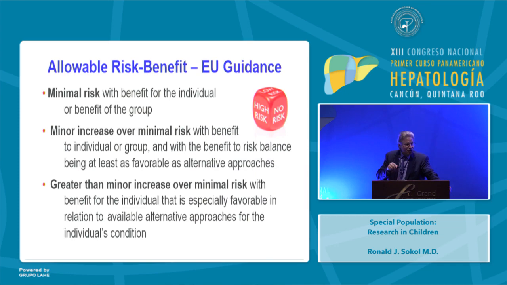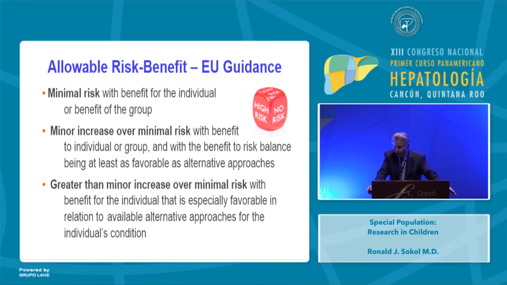But control children will never benefit from something like that if they don't have a disease. So this brings up what is allowable and what is not allowable for pediatric research. The European Union guidance states that minimal risk must have benefit for the individual or the benefit of the group for them to be in a study.